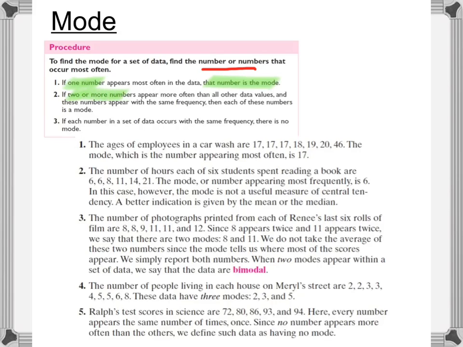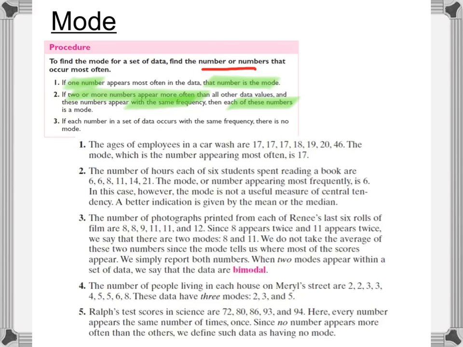If two or more numbers appear more often than the other data set, and they have the same frequency, so they all appear like 10 times or 11 times or so on, or they all appear twice, then each of those numbers is the mode. Okay, and then if no number in the data set occurs with more frequency than others, then there's no mode. So let's go over, there's 5 situations here that we can go over to explain this.